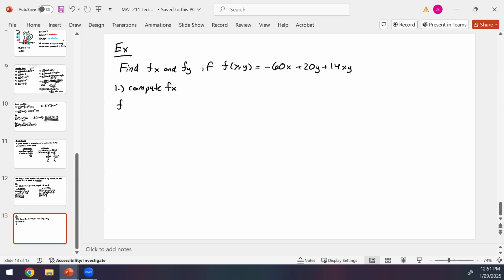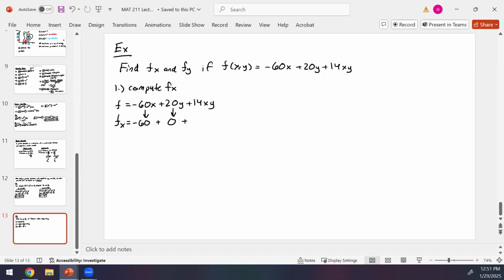So writing my function down, f is equal to negative 60x plus 20y plus 14xy, like that. Well, the partial derivative with respect to x, going down one by one: does it have an x? Yep. So then take my derivative, negative 60. Then I go to the next one. Does this have an x? No. Okay, becomes 0. And then I go to the next one. Does this one have an x?